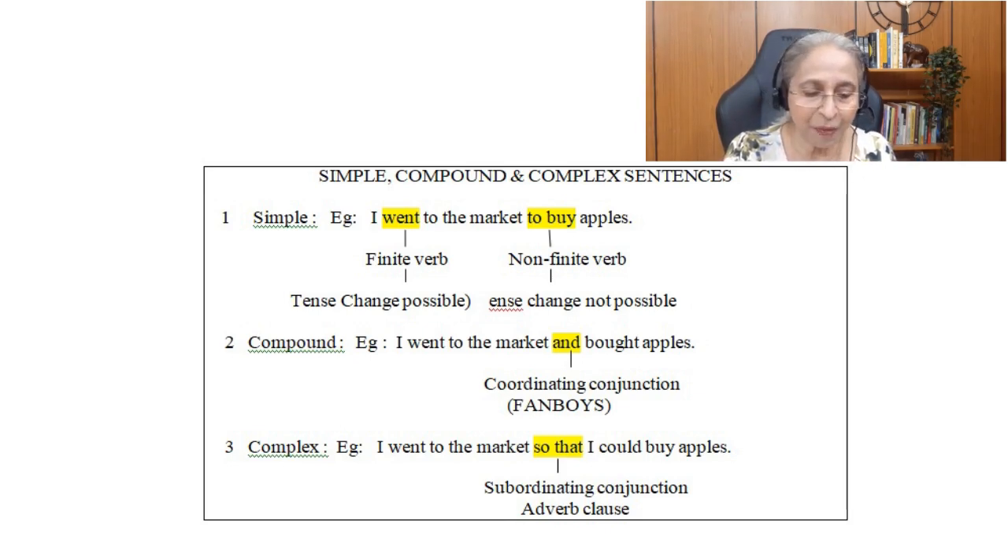And what about the second part? So that I could buy apples. So that I could buy apples cannot stand by itself. Therefore, it is a dependent or subordinate clause. Right? As simple as that. And how do we combine these two sentences? Again, very simple. We combine these two sentences using a subordinating conjunction. That's how we introduce sentences with clauses.